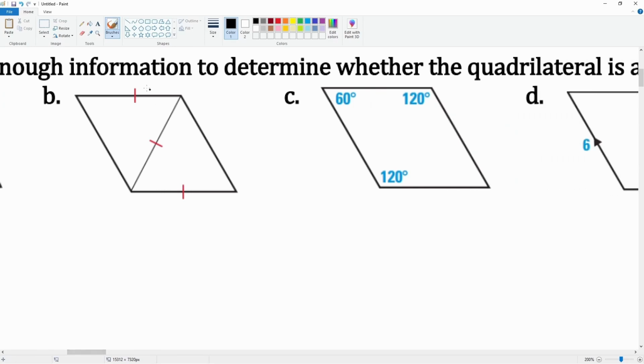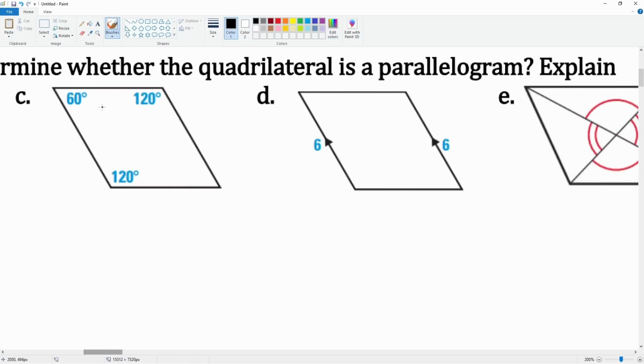B, looks like you have a side here and a side here. Are we given any angles? No, there are no angles that we can get in any way. You cannot get interior angles because there's no information about parallel lines. So in B, the answer would then be no.